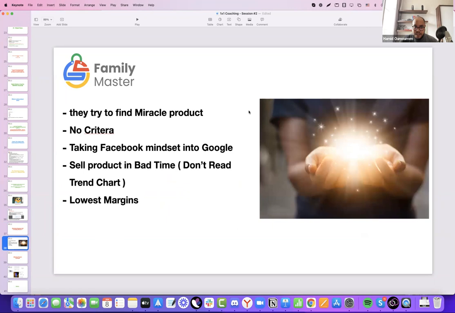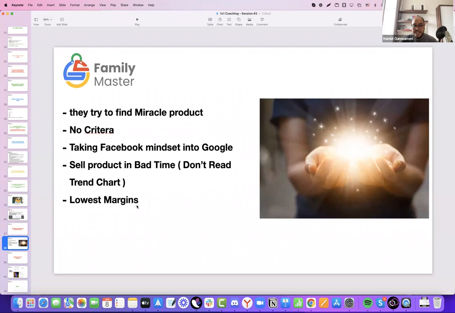They don't follow the criteria exactly. They are taking the Facebook mindset into Google. That's the bad thing. And they are trying to sell a product in a bad time. And they are also working with the lowest margins.